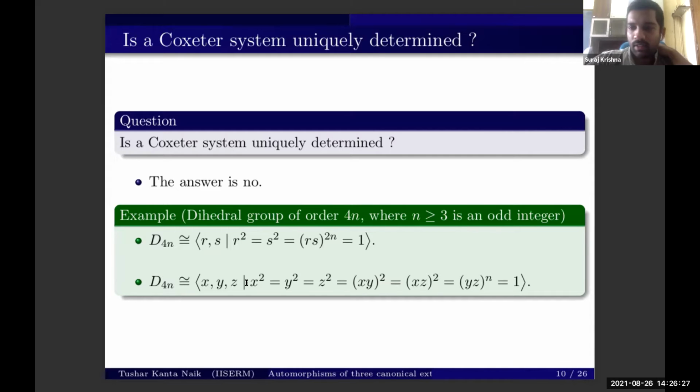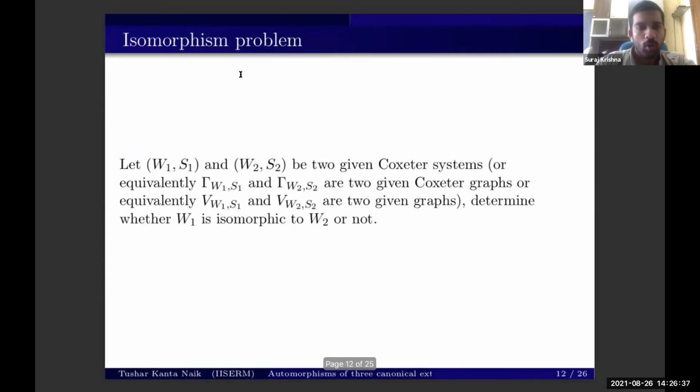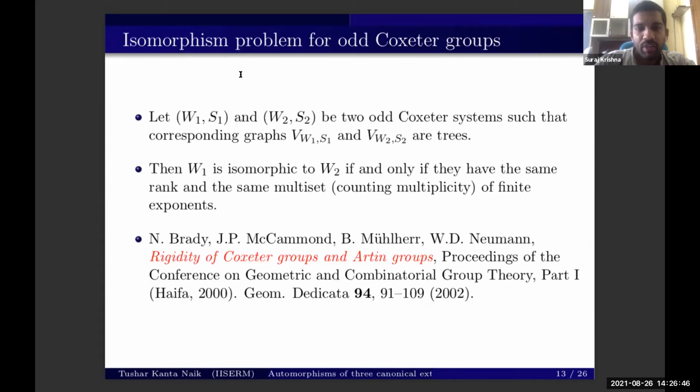Any other questions? I have one question. I think it was slide 12 or 13. You talked about these graphs, gamma and V. In the next slide you said if V(W1,S1) and V(W2,S2) are trees. Is it known what their corresponding gamma graphs will be? That's the first question. And second, is any result known when these V graphs are not trees?